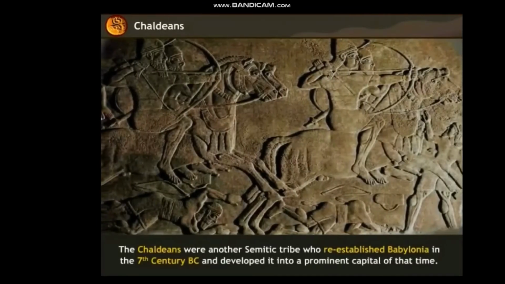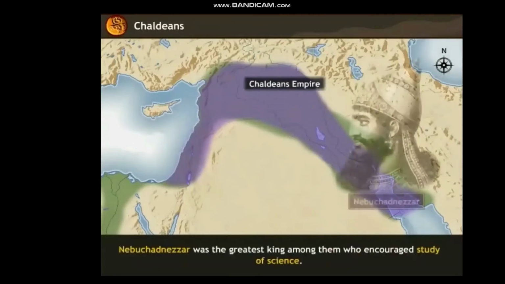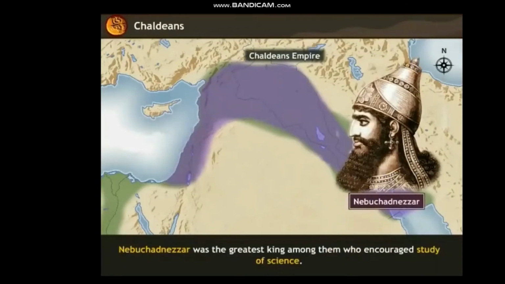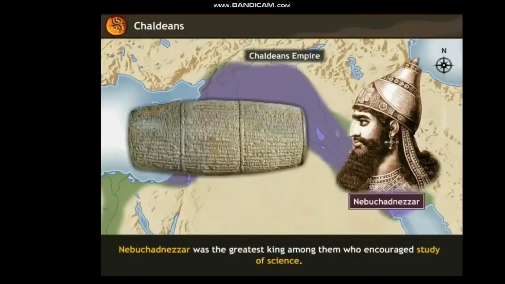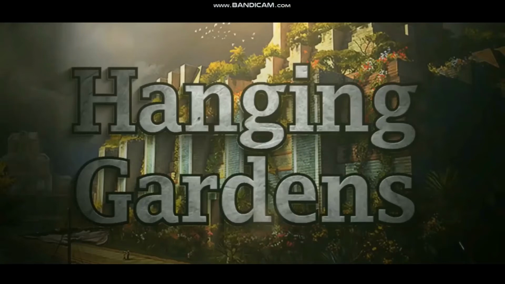The Chaldeans were another Semitic tribe who re-established Babylonia in the 7th century BC and developed it into a prominent capital of that time. Nebuchadnezzar was the greatest king among them who encouraged study of science. And he built the beautiful hanging gardens during his time. For his beloved wife, he built hanging gardens, which was one of the 7 wonders of the old world. It is believed that Nebuchadnezzar built it.